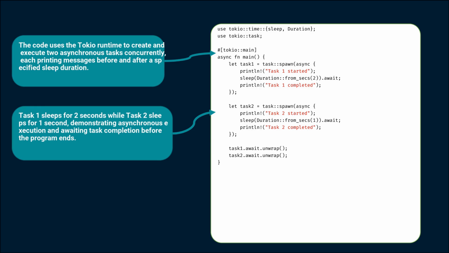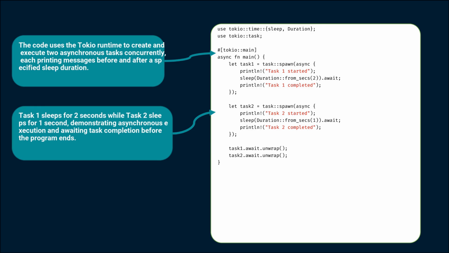In the first task, we print a message indicating that task 1 has started, then introduce a delay of 2 seconds using sleep. This is an asynchronous operation that won't block the main execution thread, allowing other tasks to run concurrently. After the delay, we print a completion message for task 1.